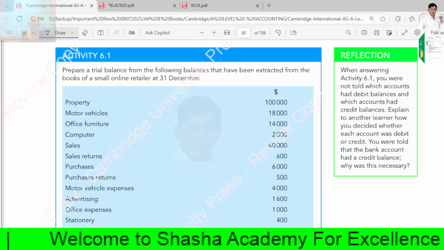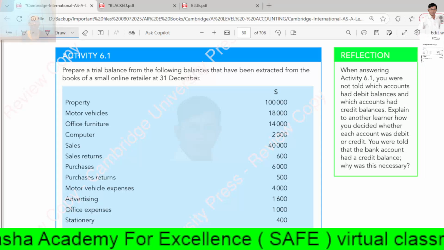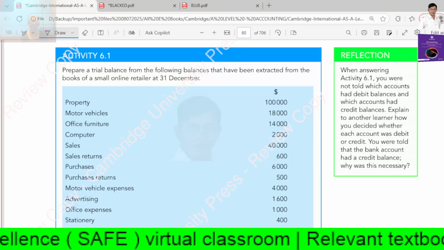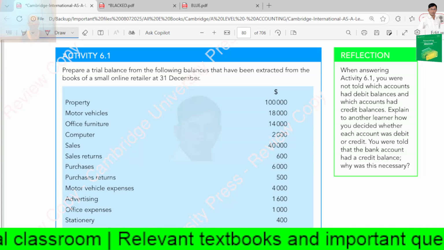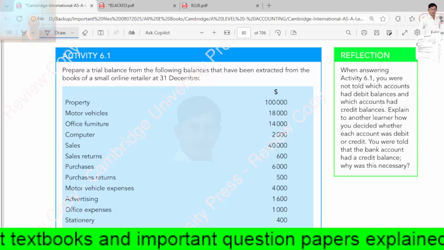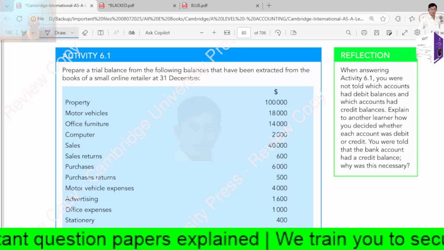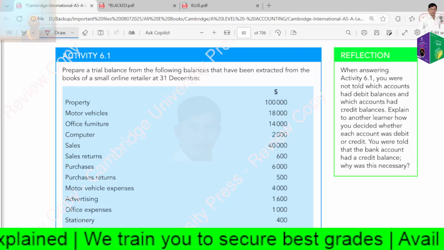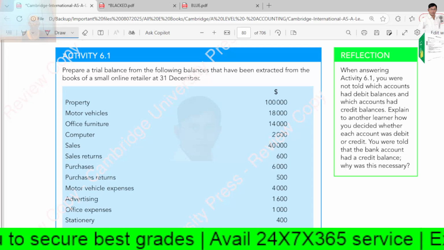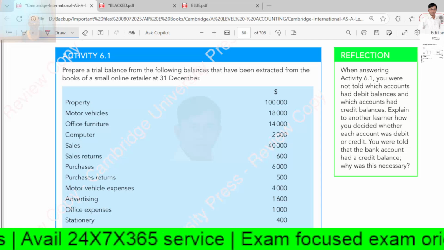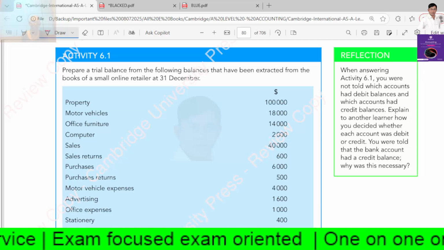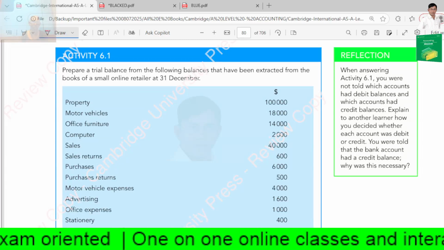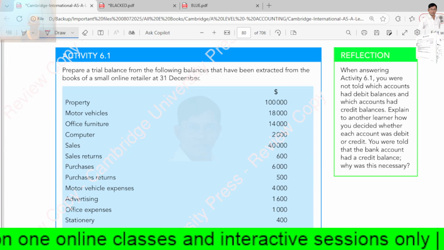So today we'll be discussing activity 6.1. Prepare a trial balance from the following balances that have been extracted from the books of a small online retailer at 31st December. They are given assets, liabilities, expenses and all these things. Based on this, we have to prepare a trial balance.